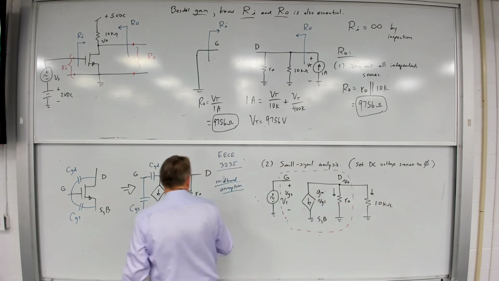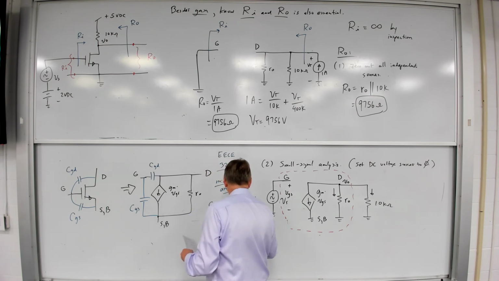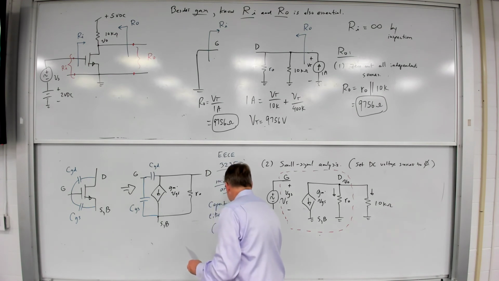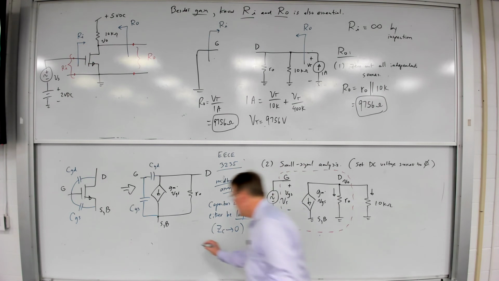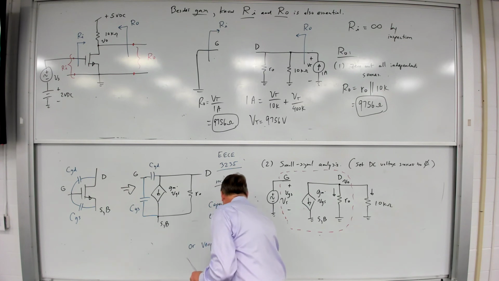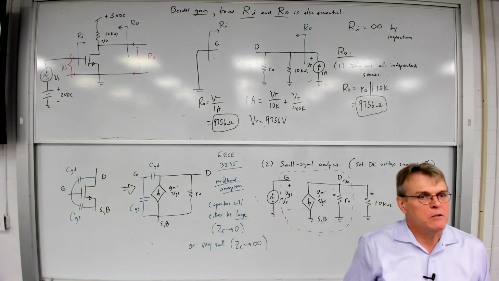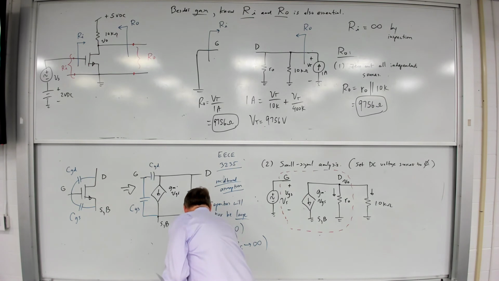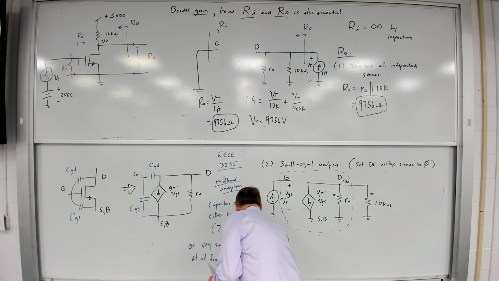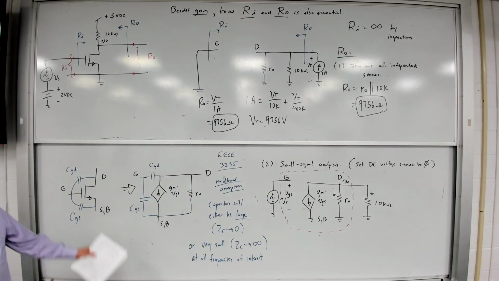So in this case, capacitors will either be large, we talked about this before, such that Z sub C goes to 0, or we'll assume they're very small, in which case Z sub C goes to infinity at all frequencies of interest. So we're going to ignore the effects of these actual physical capacitances.